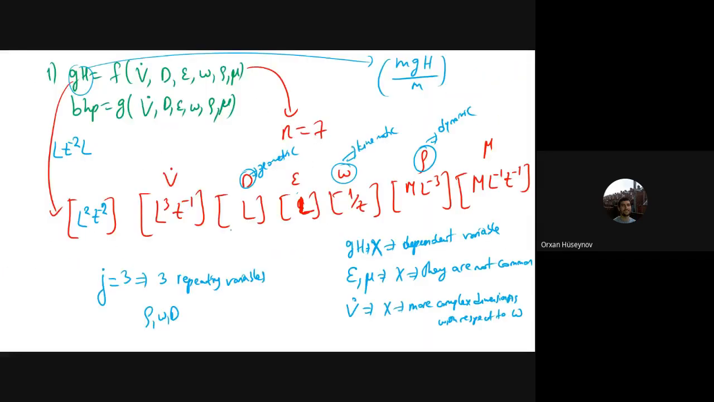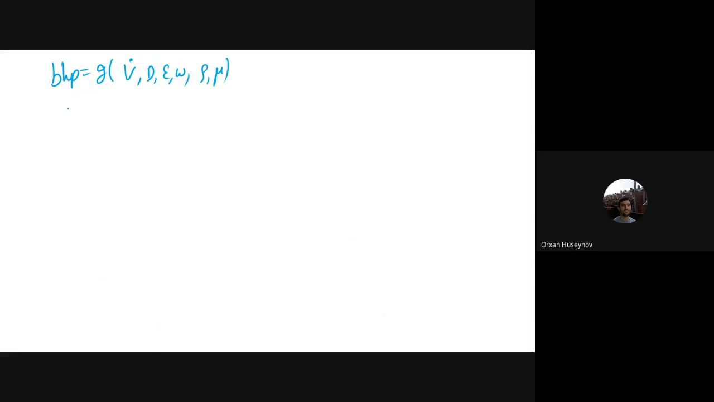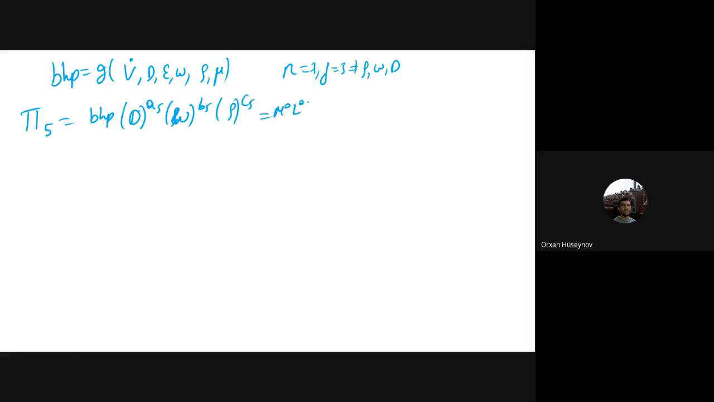And similarly, you will choose the same non-dimensional variables, because only the dependent variable changes here. You cannot select BHP because it is the dependent variable, and from these options you will have 3 of them. Again, n will be the same number, which is 7, and j will be 3, and for this j you will select rho, omega, and d. And now you will have pi 5, which will be BHP multiplied with d to the power of a5, omega to the power of b5, and rho to the power of c5. This one should be equal to m0, l0, and t0.